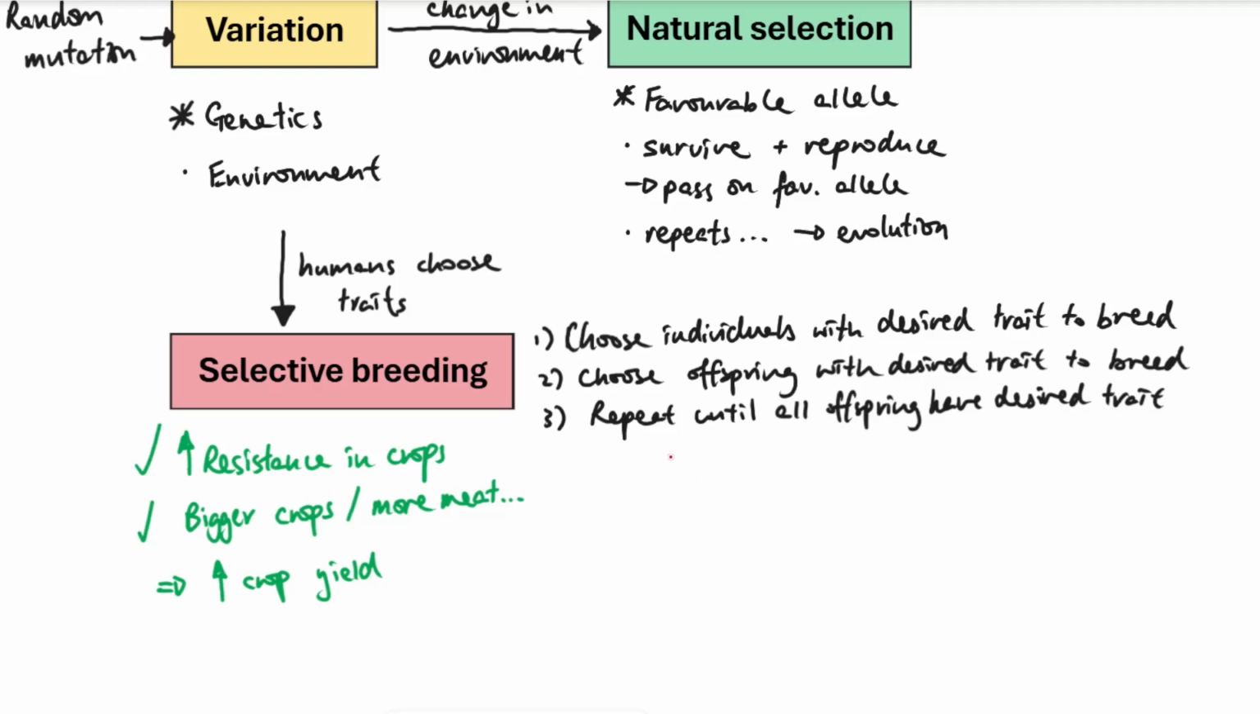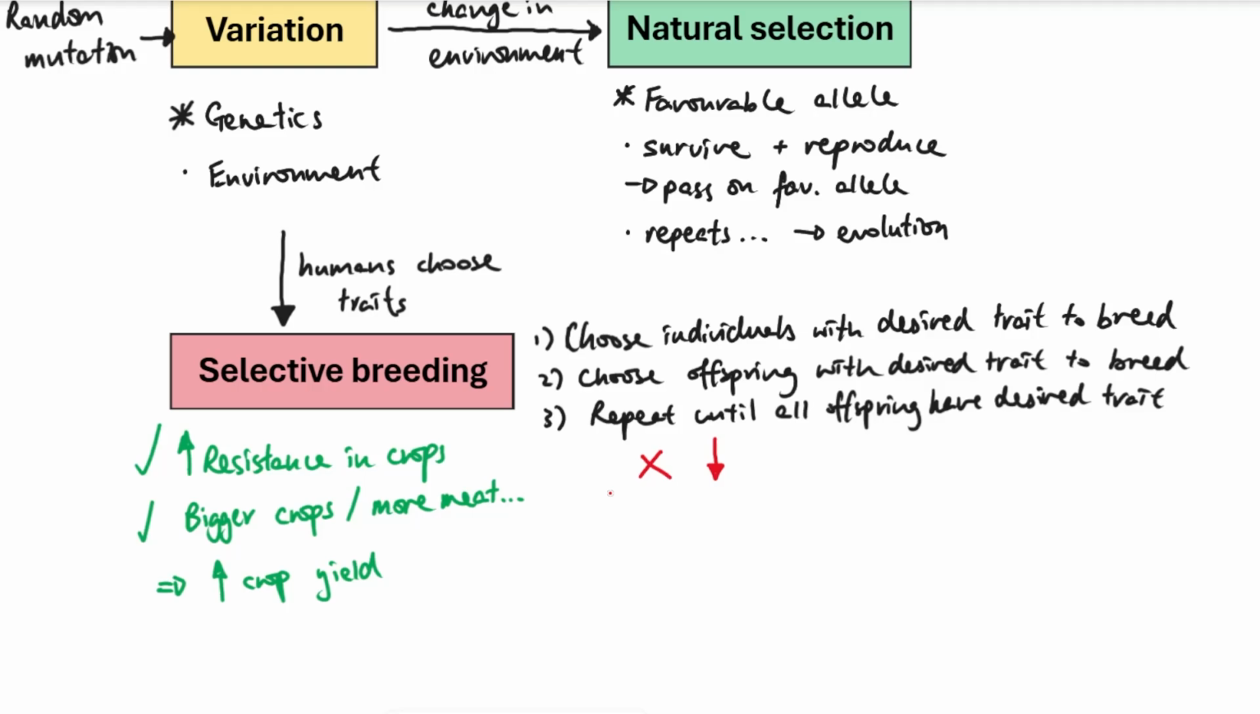So let's look at some of the concerns or disadvantages. So first of all, because you are only choosing to grow individuals or breed individuals with those desired traits, and remember those traits are coded by their particular genes or alleles.